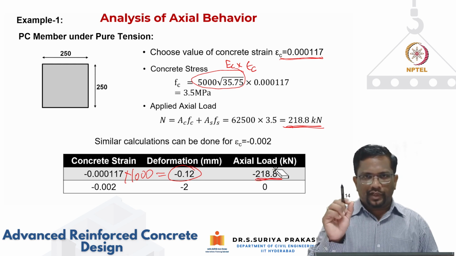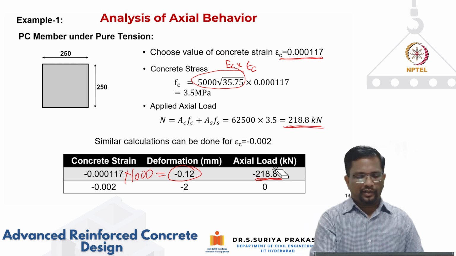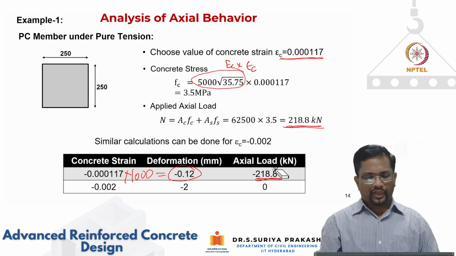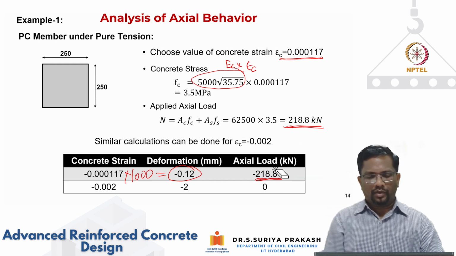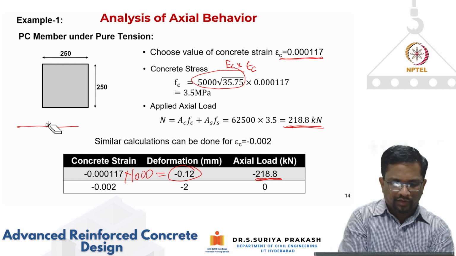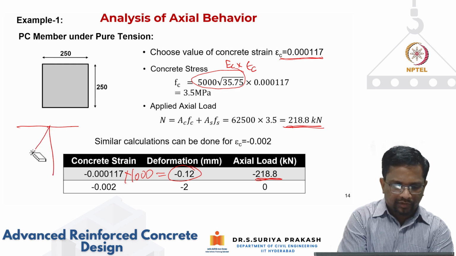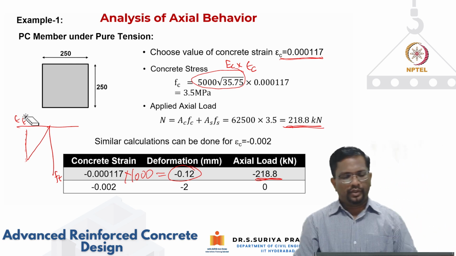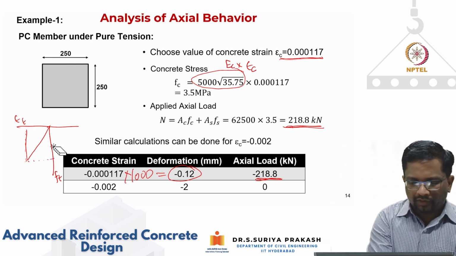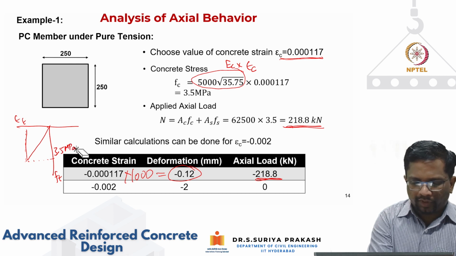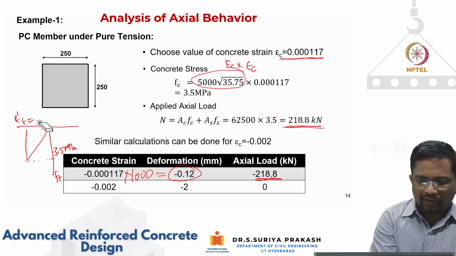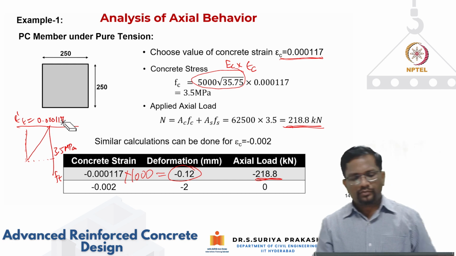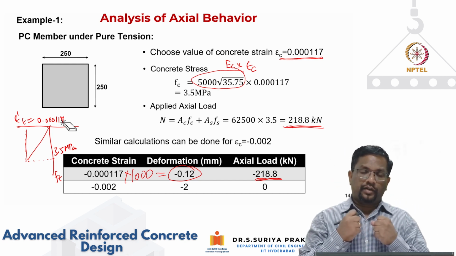So you can see that at a deformation of 0.12, it is offering a load of only 218 kilonewtons. Even if I take a higher strain than 0.000117, what will happen? When I test concrete in tension, you've seen that the curve is going to go like this, and then is going to fall off. So this is your stress and this is your strain in concrete in tension. This value we have taken as 3.5 megapascal, and this strain epsilon prime t is taken as 0.000117.